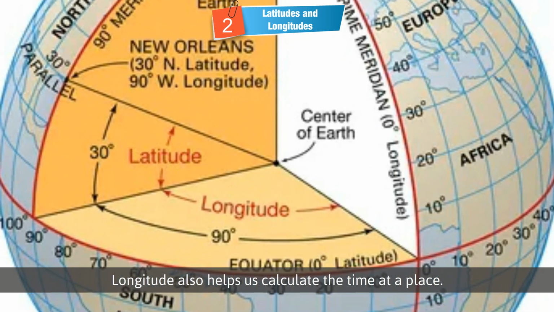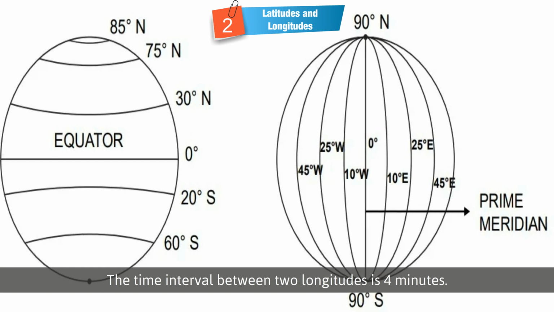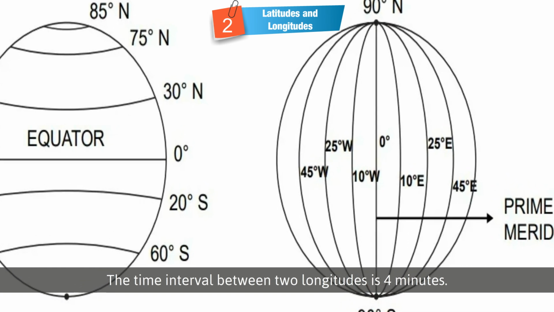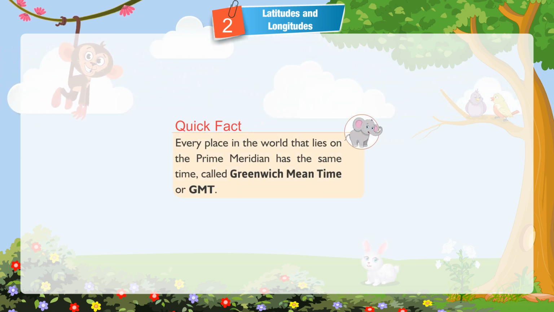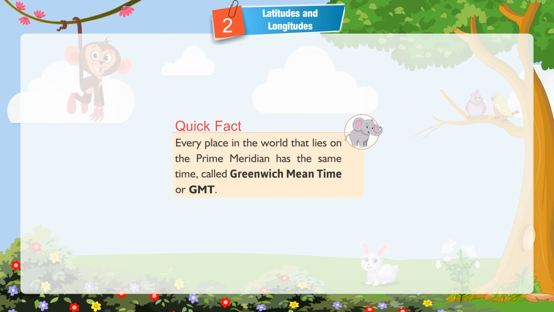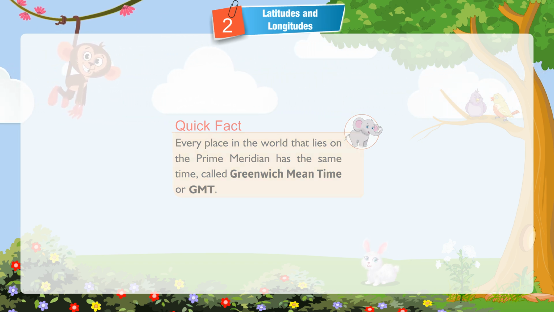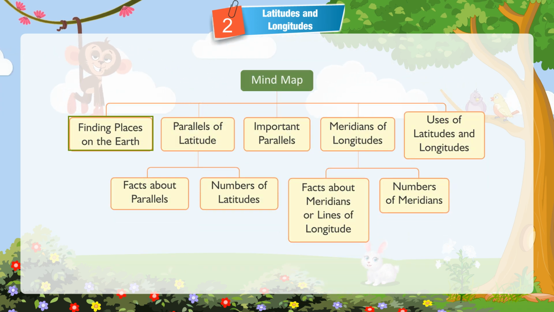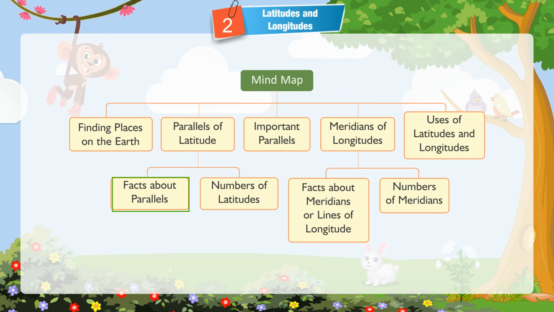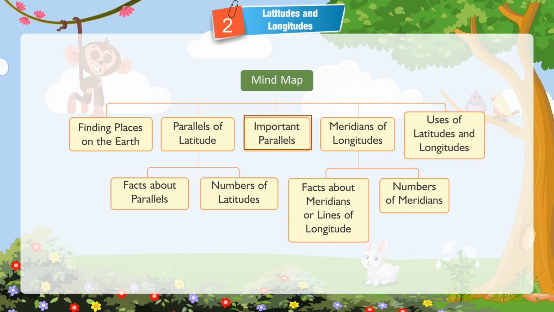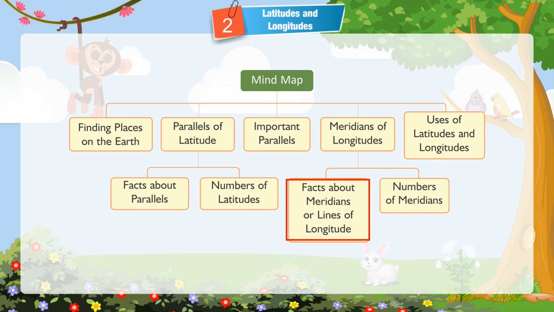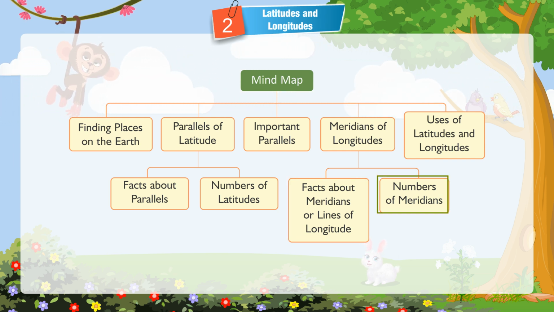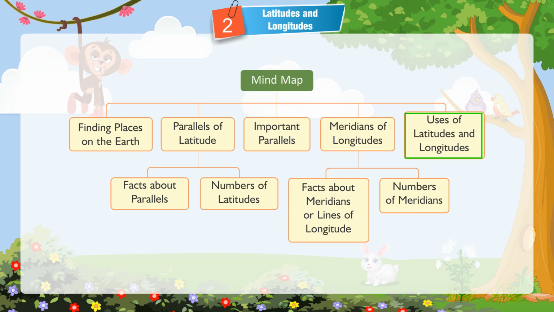Longitude also helps us calculate the time at a place. The time interval between two longitudes is 4 minutes. Quick fact: every place in the world that lies on the prime meridian has the same time, called Greenwich Mean Time or GMT. Mind map. Finding places on the earth, parallels of latitude, facts about parallels, numbers of latitude, important parallels, meridians of longitudes, facts about meridians or lines of longitude, numbers of meridians, uses of latitudes and longitudes.